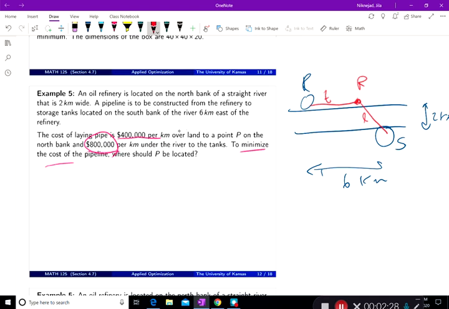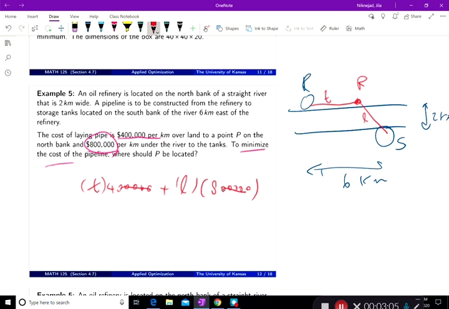Let's see again, what is the goal function? What is the objective here? The objective is basically to minimize T times 400,000 plus L times 800,000. It just seems like a lot of thousands, so let's just say 4 and 8 instead of 400,000 and 800,000, to make it a little shorter.